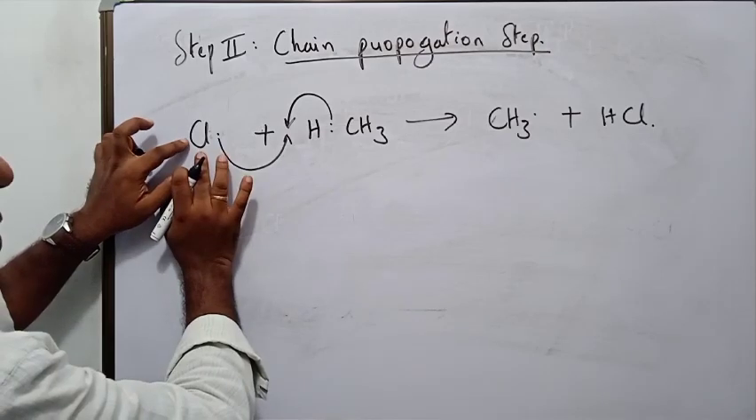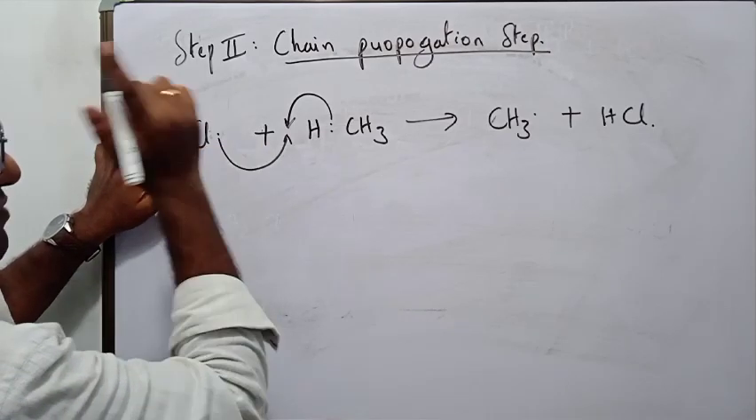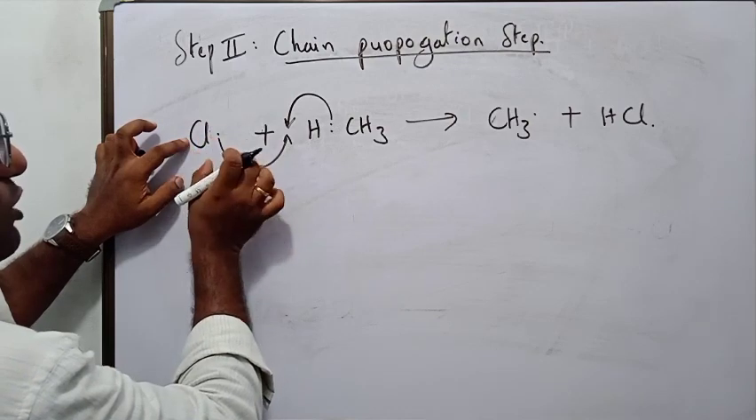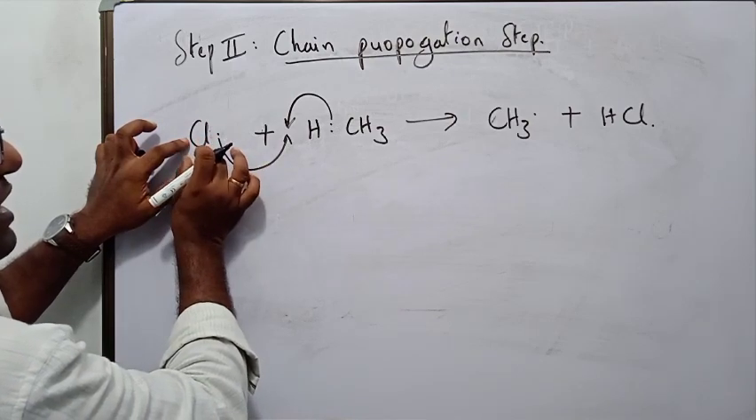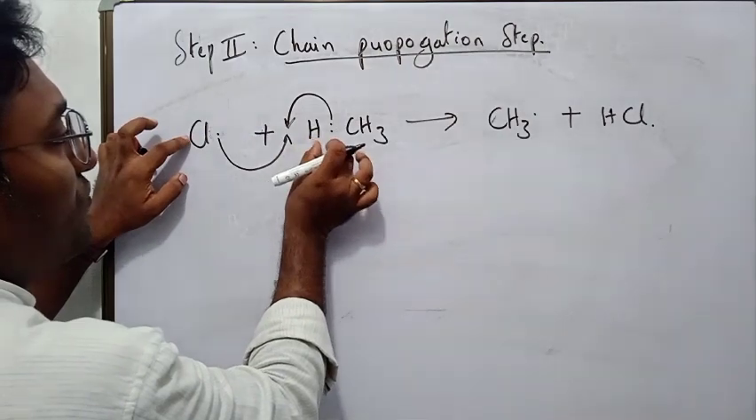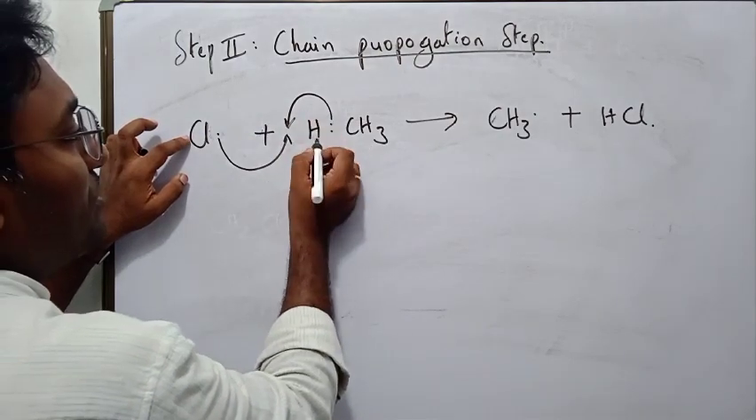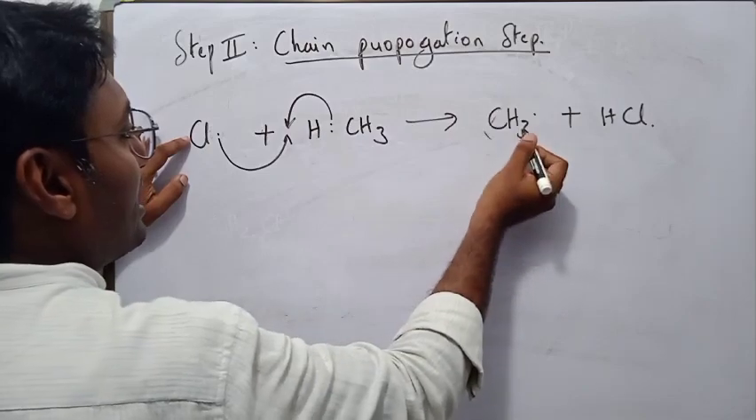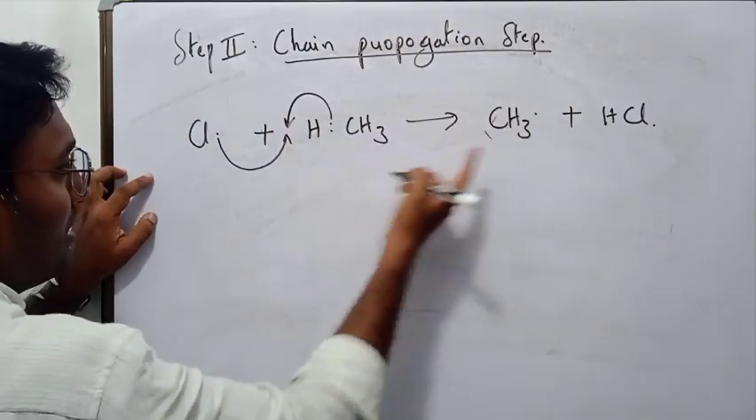So what we have seen is the chlorine free radical, which we have obtained on homolytic fission of Cl2 by exposure to UV, has taken an electron from methane. With the electron it has taken the atom too, and now a new free radical is formed. This is the methyl free radical.